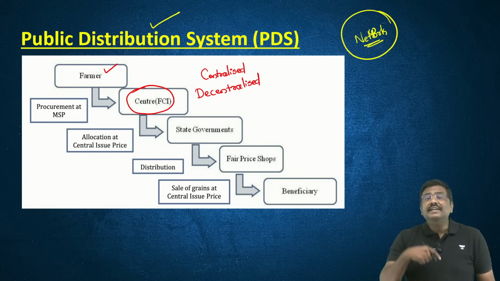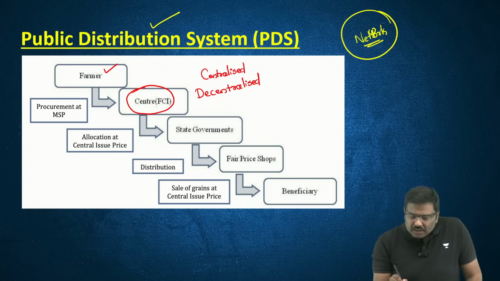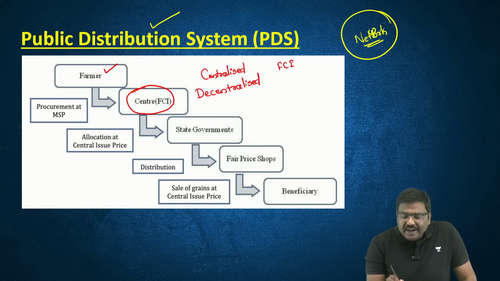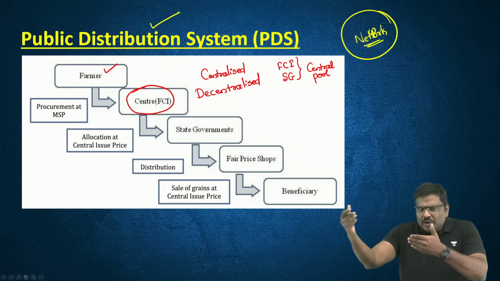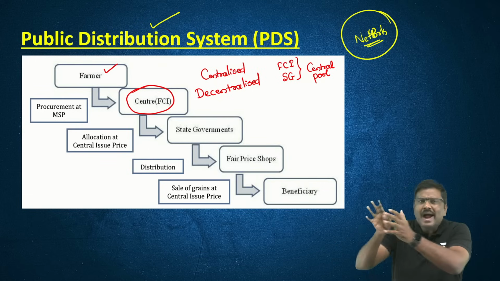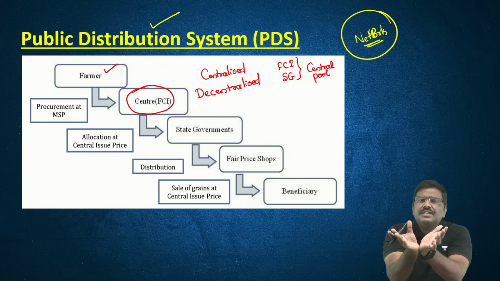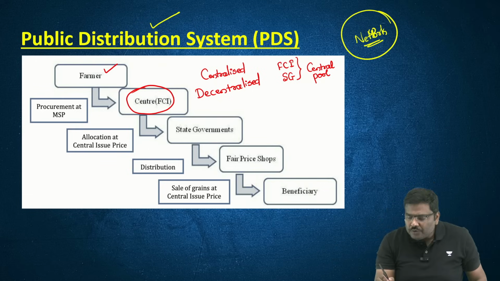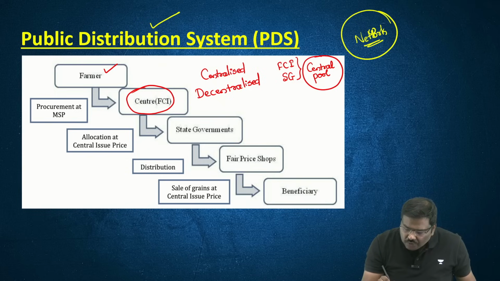What happens in a centralized procurement? The FCI, Food Corporation of India, and let's say the state government agencies will procure food grain, and all of this is called the central pool. FCI will procure and store the food grain. State government agencies will procure it and hand it over to FCI. All of this is called the central pool. From the central pool now, food grains would be allocated to different states.